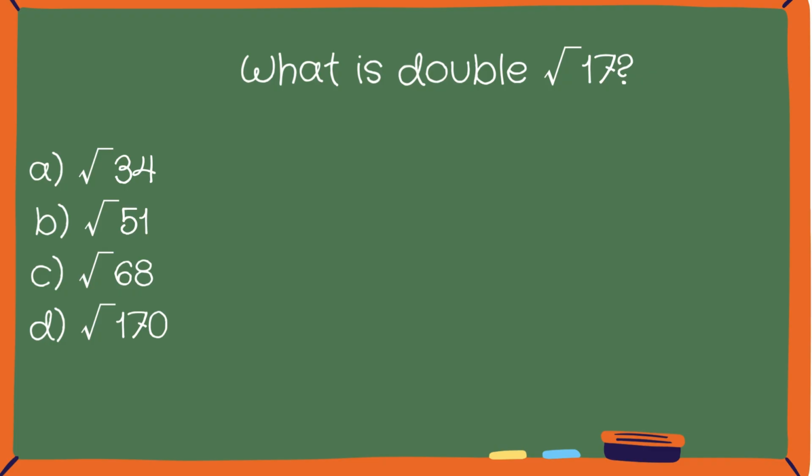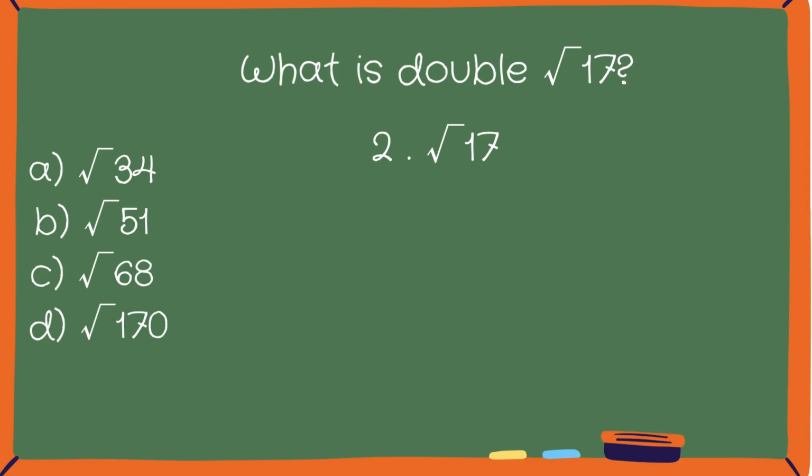You say that's very easy. Look, 2 multiplied by the square root of 17. What does it say here? Double the square root of 17. But when you look at the alternatives, you realize that none of them are written this way. 2 multiplied by the square root of 17. So here we have to make some changes. We have to make some moves.